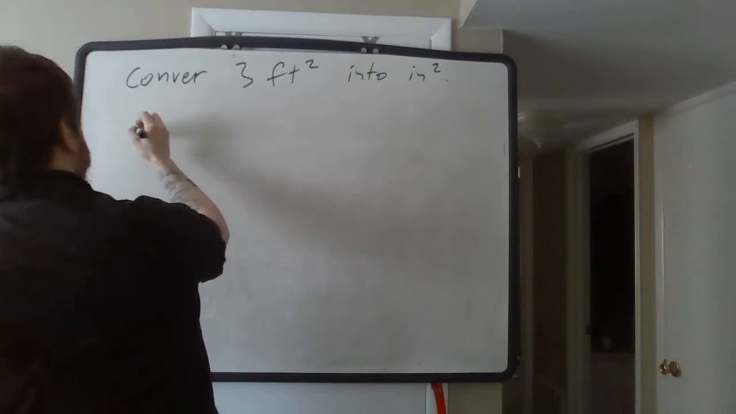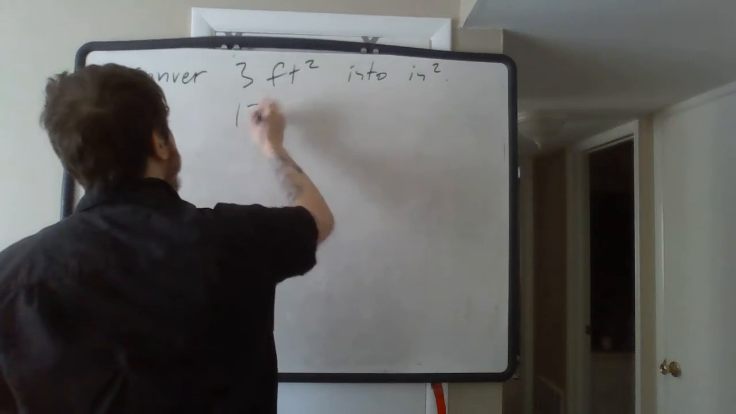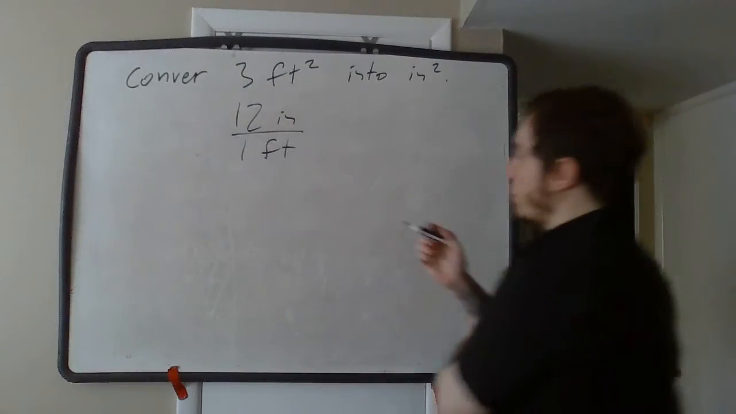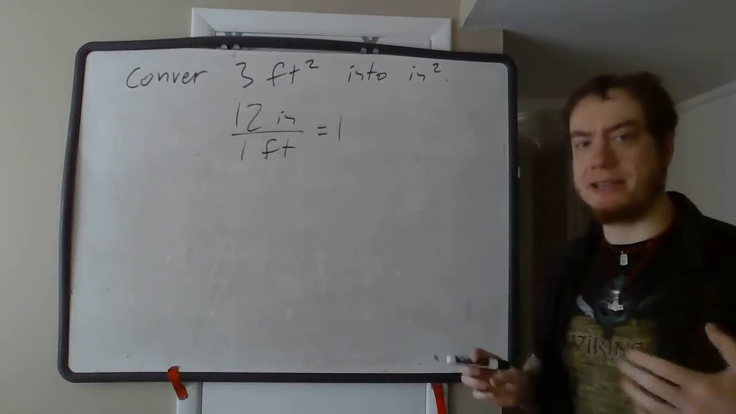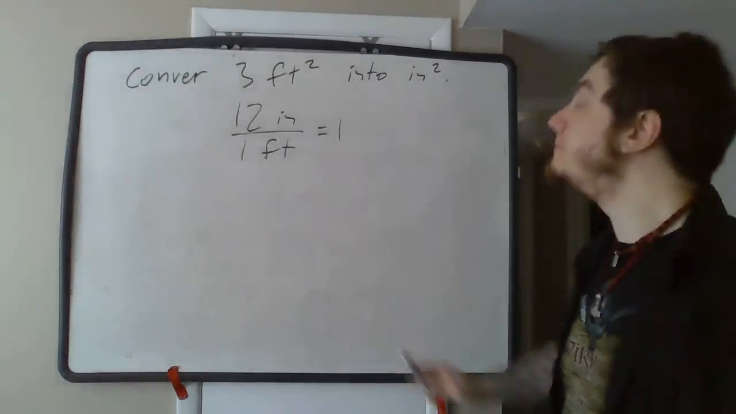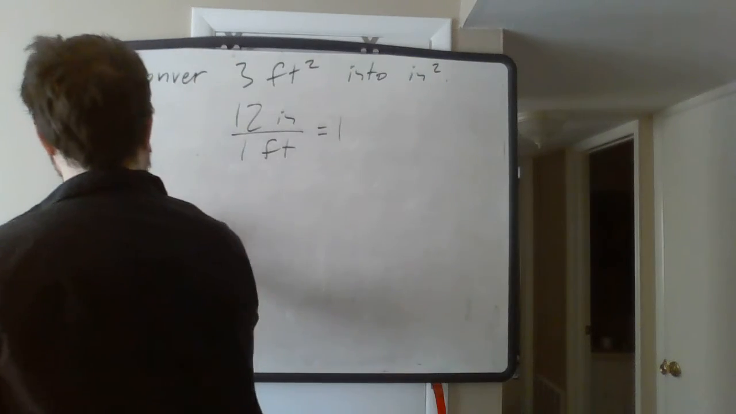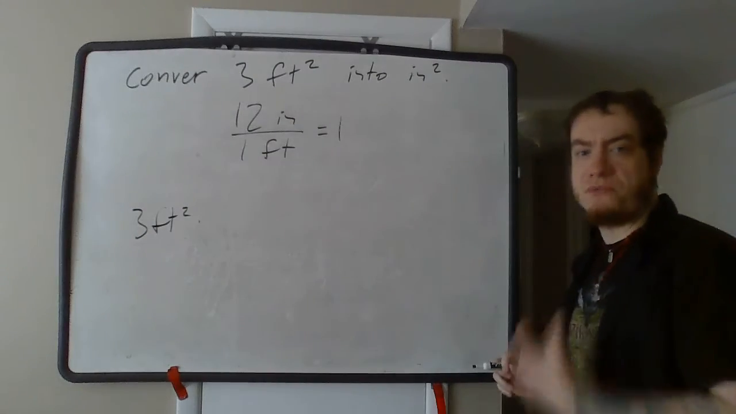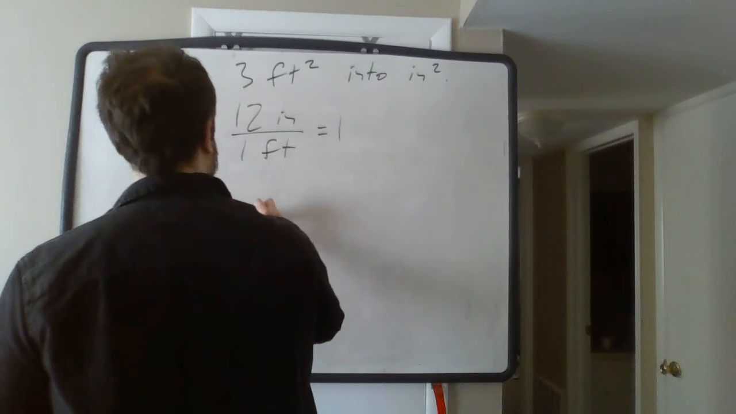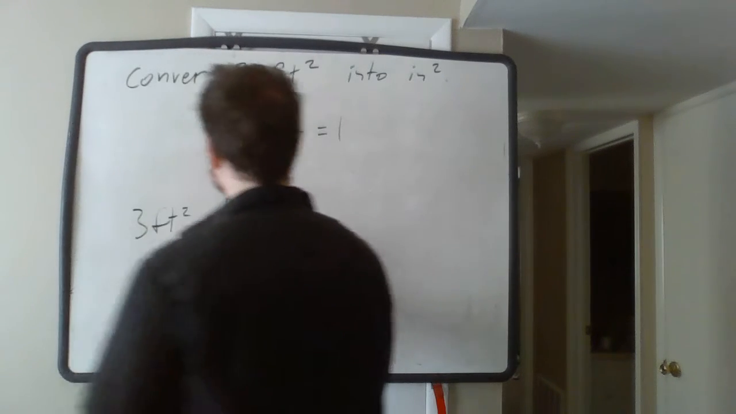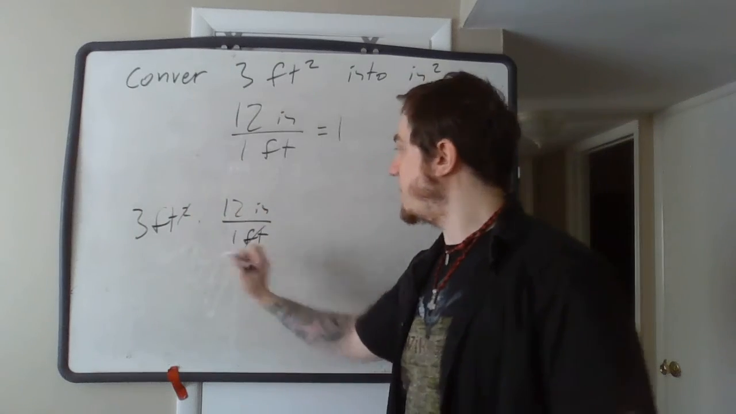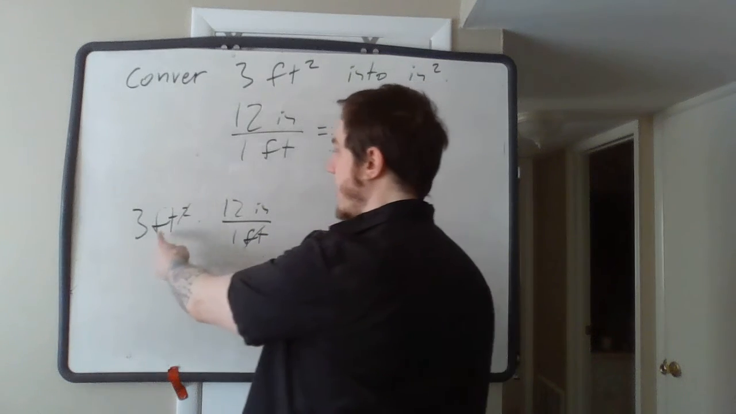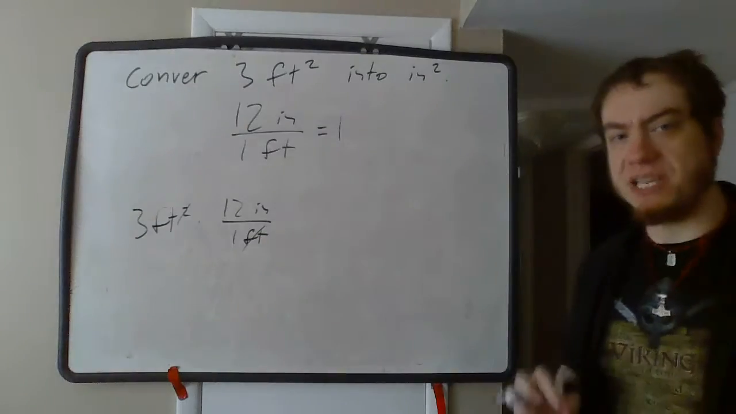I want to end up with inches. Now, the conversion that I know is 12 inches per 1 foot. That's one of our conversion ratios, and if we write it as a ratio, it's really equal to 1. So I can start with my 3 feet squared, and I can get rid of one of the feet by multiplying by 12 inches over 1 foot. One of those feet units will cancel, and I get feet and inches as my units, feet times inches.